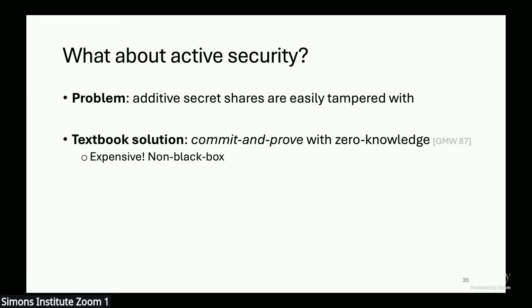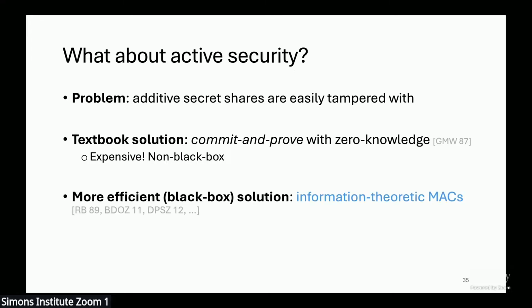The classic textbook solution from the GMW paper back in the 80s is to use zero-knowledge proofs, where you follow this commit and prove paradigm of committing to all of your randomness and inputs at the beginning, and then at each step of the protocol, running a zero-knowledge proof to prove that you executed the correct steps of the protocol using the committed randomness at the beginning. This is incredibly expensive. It's non-black box in the protocol and the cryptographic primitives that are used. This isn't so nice.